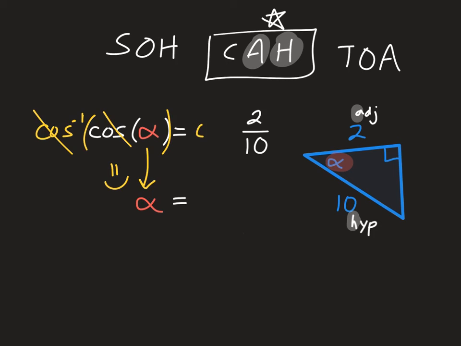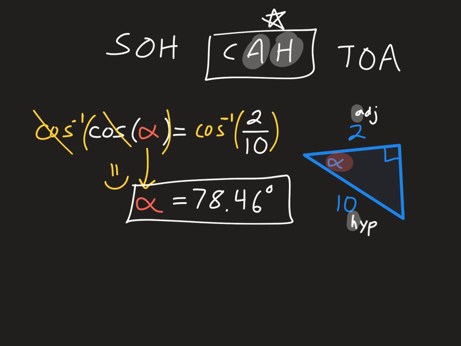And if I take the inverse cosine of the left, then I have to take the inverse cosine of the right. So now I just go to my calculator and take the inverse cosine of 2 over 10. And when I do that, I get 78.46. This is an unknown angle, so I'm going to put my degree there. And I've got my solution.